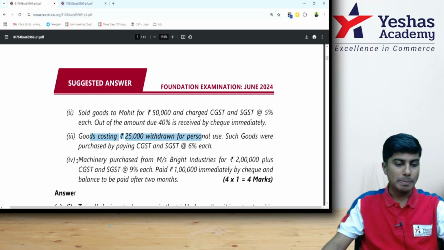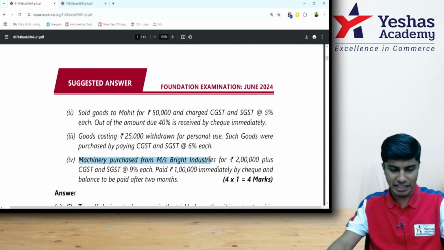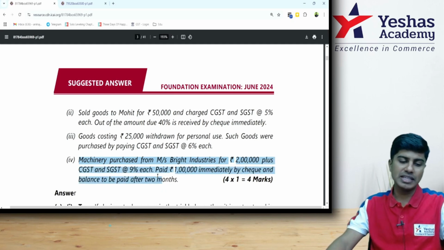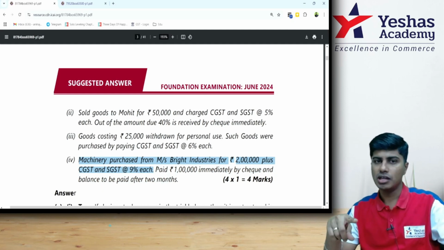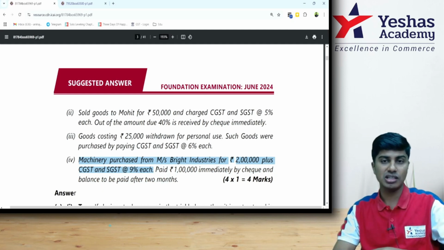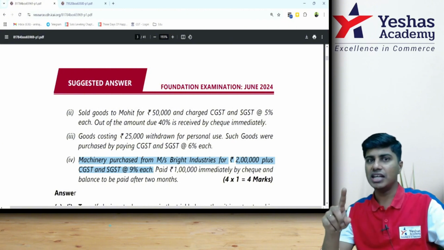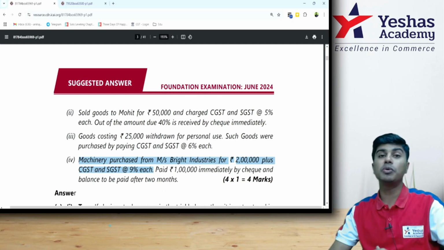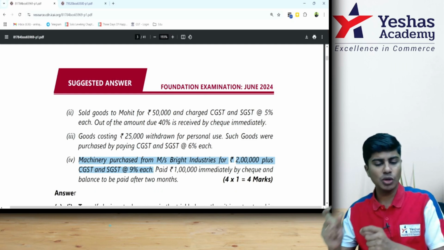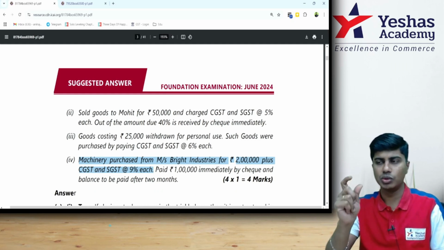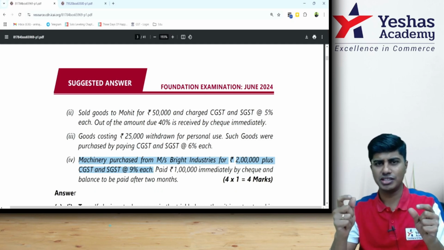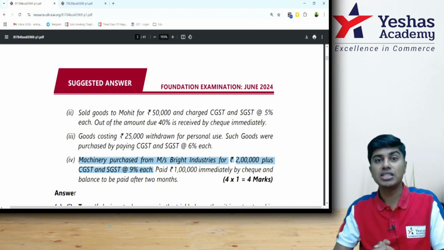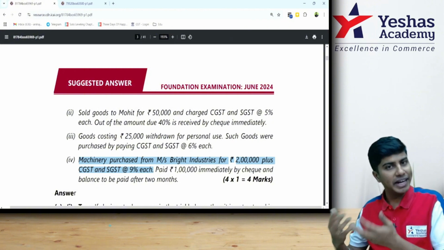Last one here. Machinery purchased from Messrs Bright Industries for rupees 2 lakh plus CGST and SGST of 9%. Now the cost of the machinery is 2 lakh, the purchase price. On that they have charged 9% CGST, 9% SGST. This CGST and SGST what I pay, I would have to check whether input tax credit is available. What do you mean by input tax credit? 9% of 2 lakh, 18,000 CGST and 9% of 2 lakh, 18,000 SGST. Putting it together, 36,000 is what I paid to Bright Industries.